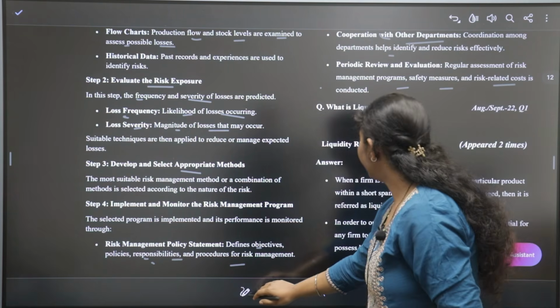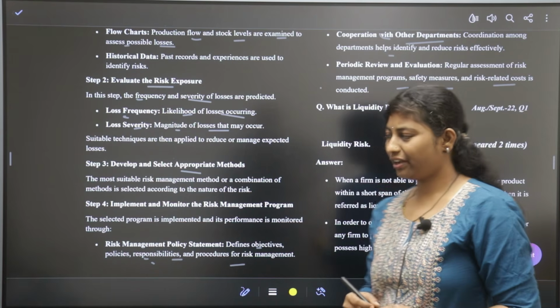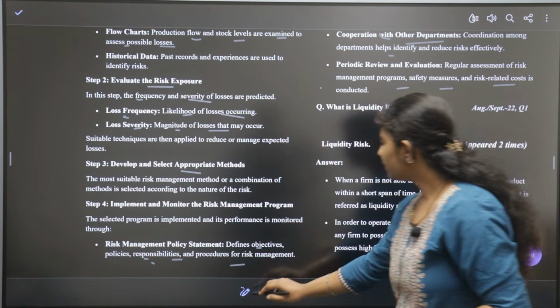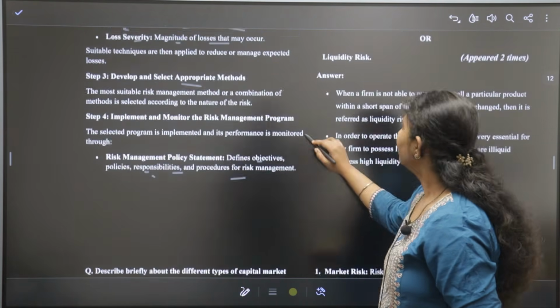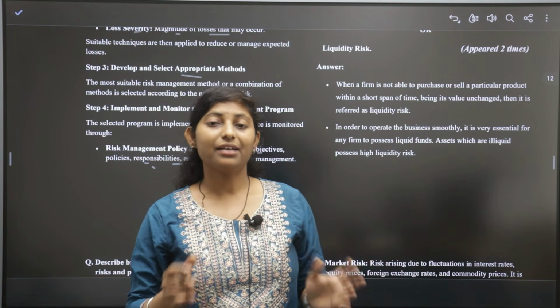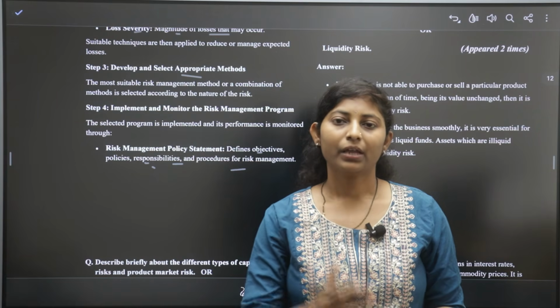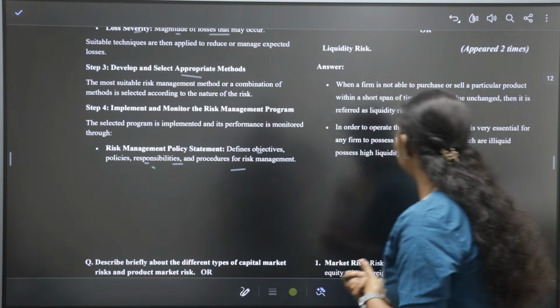And the next question is: what is liquidity risk? Very simple, this is for a short answer. We already discussed liquidity. Liquidity is an asset that is easily converted into cash. But if the asset is not ready to be converted easily into cash, then you will have a liquidity risk. Let's see what it says.